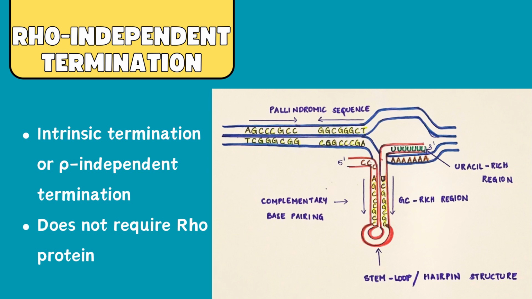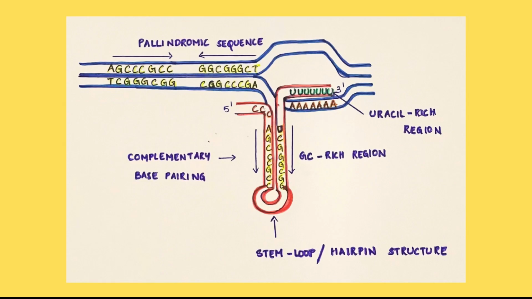As we already said, this termination mechanism does not require Rho protein. As the RNA polymerase transcribes a gene, it encounters a specific DNA sequence called the terminator sequence. The terminator sequence contains a palindromic DNA sequence. So what is a palindromic DNA sequence? It means the sequence is the same when read from left to right on one strand and from right to left on the complementary strand. This palindromic DNA sequence forms a stem loop structure in the RNA transcript due to the base pairing interactions within the palindromic sequence. It is also called a hairpin structure.